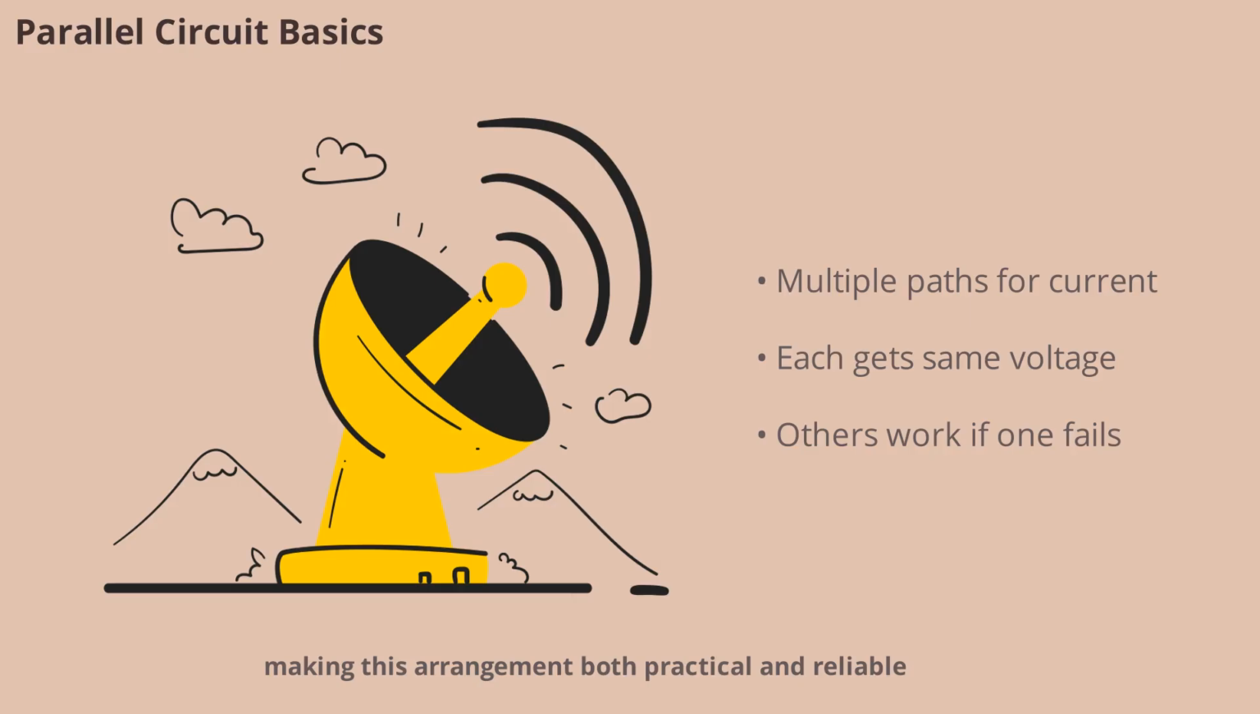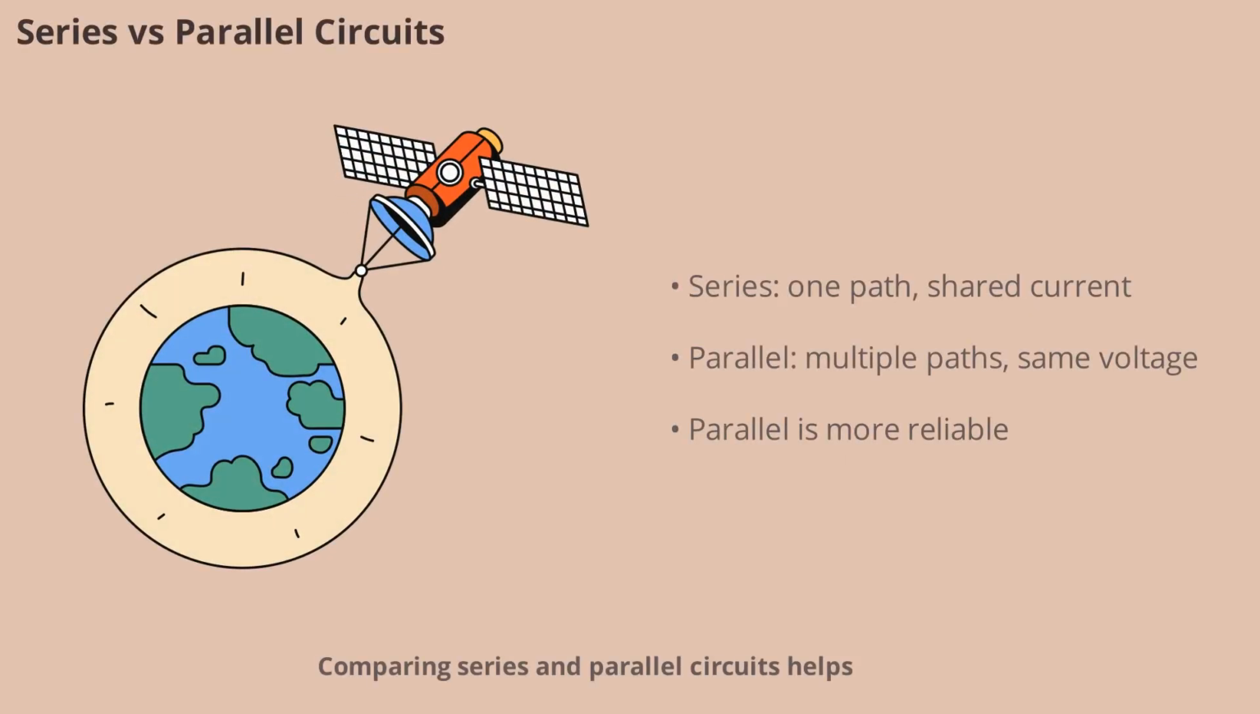and reliable. Comparing series and parallel circuits helps us understand their strengths and weaknesses. In series circuits, all components share the same current, and a break affects the whole circuit. In parallel circuits, each component operates independently, and the voltage remains the same across all branches. This is why most household wiring uses parallel circuits, ensuring reliability and convenience in daily life.